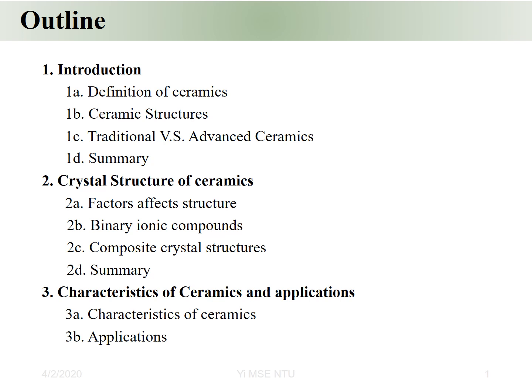We also talked about the traditional and the advanced ceramics, the difference between the two of them, and also the summaries. The second section is more important, which is the crystal structures of ceramics. We need to understand the factors affecting the structures. There are some examples of binary ionic compounds and composite crystal structures, followed by the characteristics. Section 3 is not really required. It's basically just some introductions of different applications, so you can quickly go through it by yourself.